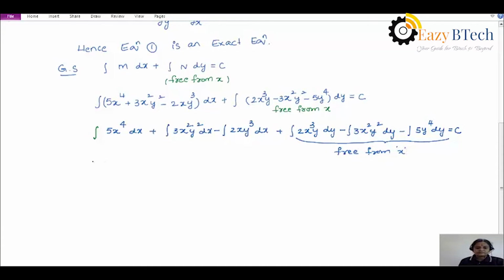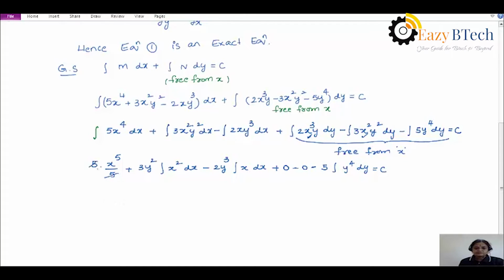Okay, so with respect to x integration, students, 5 is common, and the integration of x⁴ is x⁵. With respect to x, 3y² as a common factor, then the integration of x² dx. Here also with respect to x, −2y³ common, ∫x dx. And here, students, listen carefully. Our exact equation condition is, when we are doing integration with respect to N, if the x variable is there in the integrand term, no need to do the integration; the integration value becomes 0. So here x is there, then 0. Here also x is there, then 0. In the last term, observe there is no x here, so the integration exists: 5∫y⁴ dy = c.